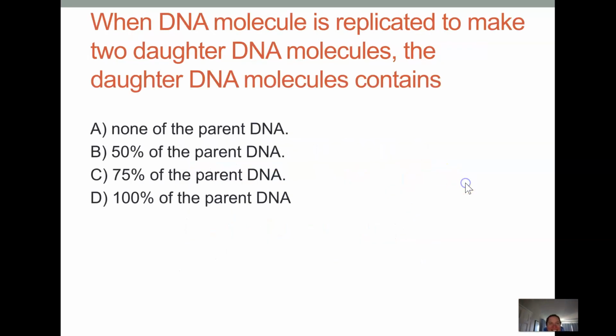Congratulations. All right. Here's another little concept question. When a DNA molecule is replicated to make two daughter DNA molecules, the daughter DNA molecule contains how much of that original parent strand?